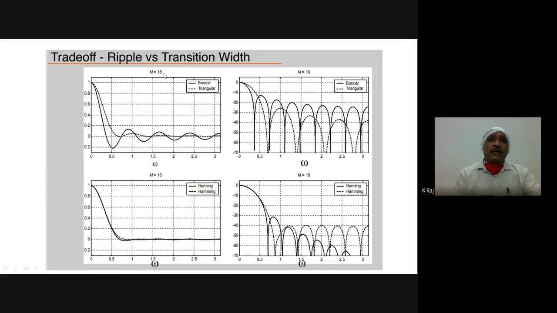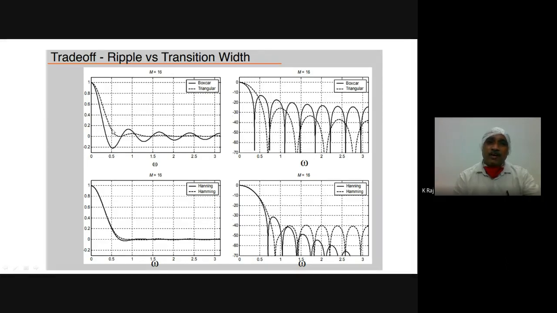So now, if we consider a trade-off between ripples versus transition width, see here that if we consider two windows, one is the boxcar, that is the rectangular, and the second one is the triangular. If we compare these two, then we'll find that the triangular has a wider main lobe bandwidth in comparison with the boxcar. But what is the drawback? What is the advantage of this one?